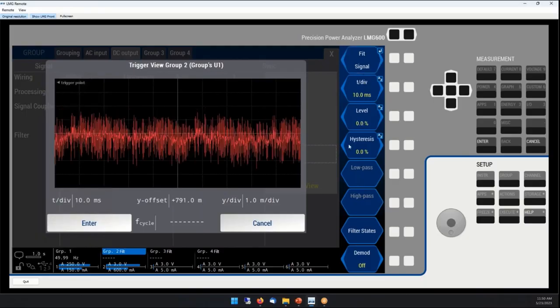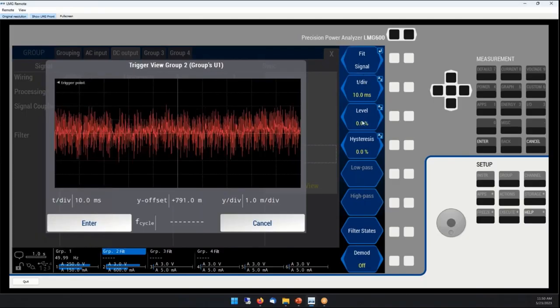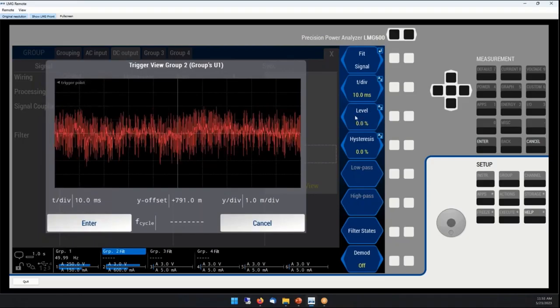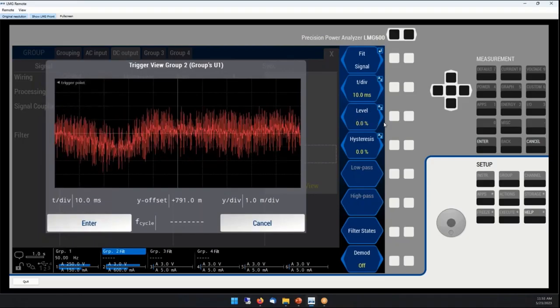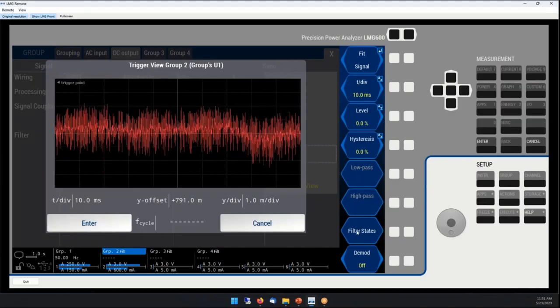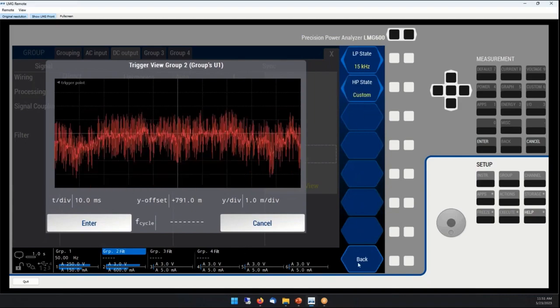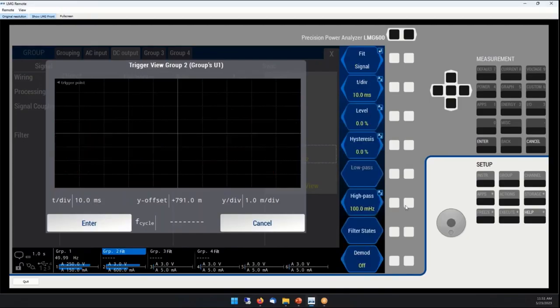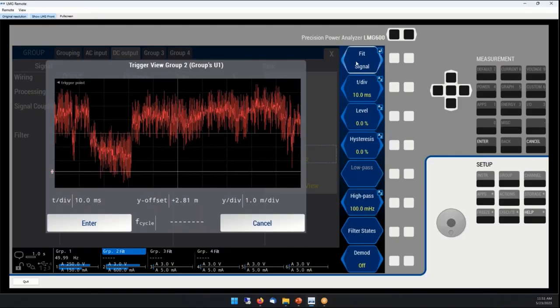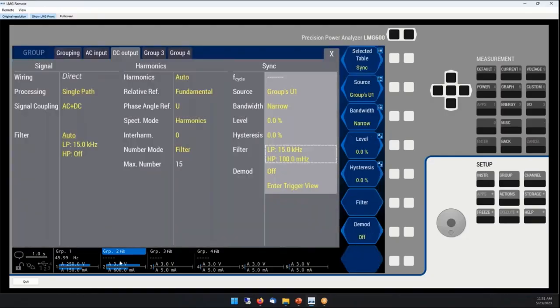I can set a level or a hysteresis. A level would help if I had an absolutely stable DC signal, but I will do something better. Instead of that, I will apply a high pass filter. 100 millihertz, it's fine, I think. Enter. Okay, maybe we have to adjust it a little bit.